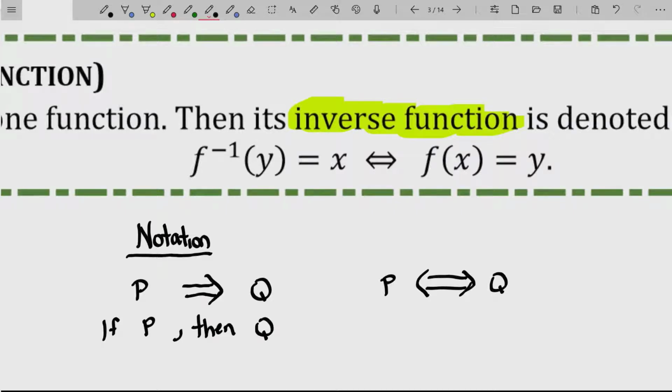It means that if P is true, then Q must also be true. And if Q is true, then P must be true. In other words, the arrow points both ways. One implies the other, so P implies Q and Q implies P.